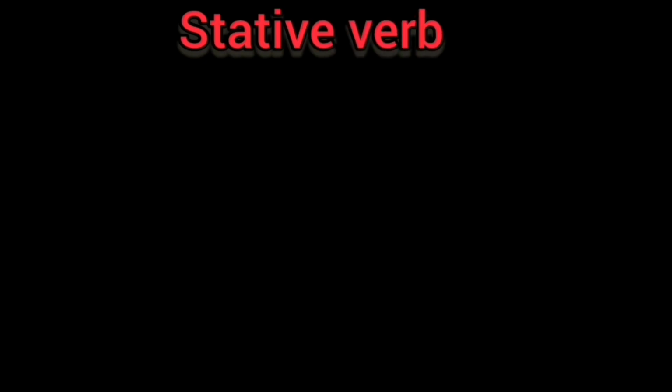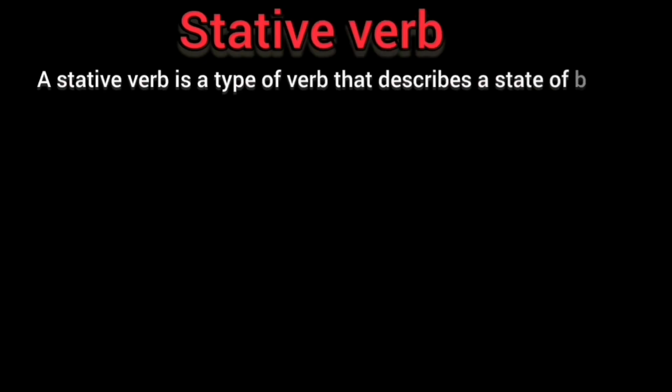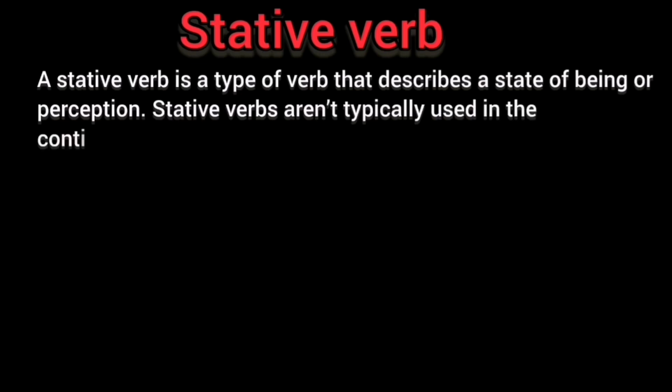Stative verb. A stative verb is a type of verb that describes a state of being or perception. Stative verbs aren't typically used in the present continuous tense. By this definition, it means that a stative verb is a kind of verb which expresses thoughts, opinions, feelings, senses, perceptions, possession, and other states. Simply, you can say, stative verbs convey a state of being rather than an ongoing action. Actually, it is the opposite of an action verb.